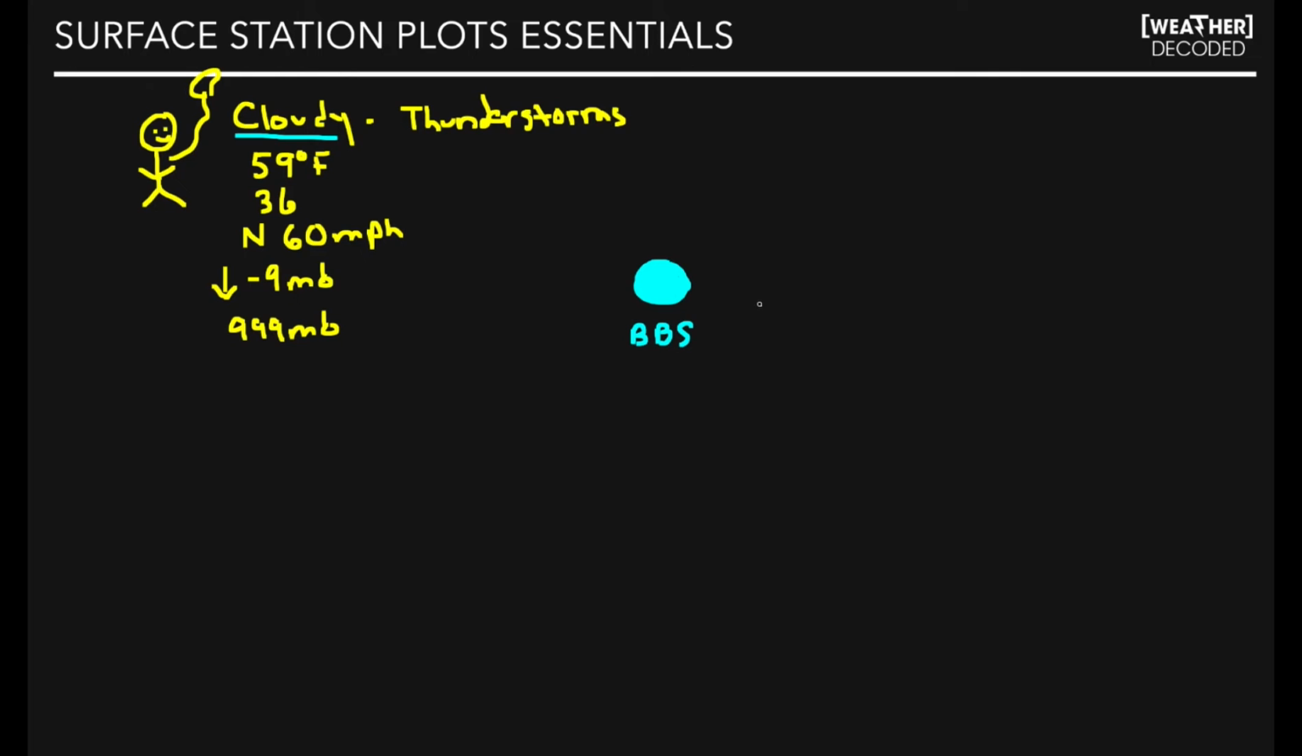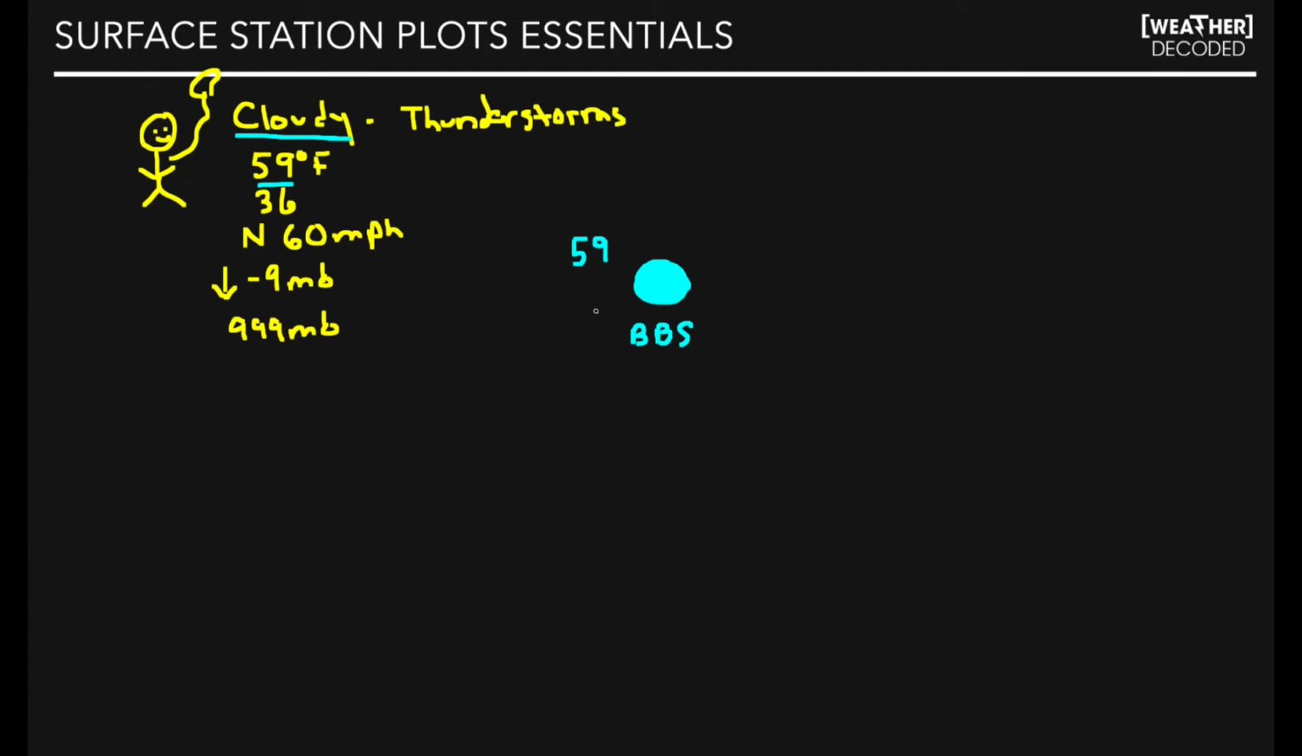Okay, just paint it how you want, your own weather world here. So we've got cloudy conditions. The next one is our temperature. That is 59 degrees, so we're going to put it up in the upper left-hand corner of this circle here. So it's 59. Okay, don't need the degrees. You can keep it simple. Then our dew point is 36. We'll put that, remember, right below the temperature.